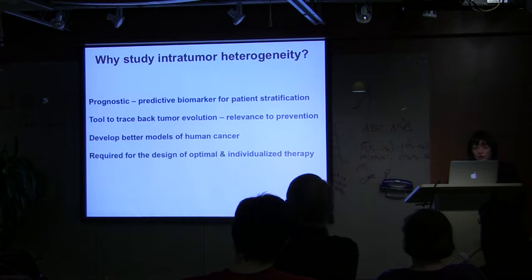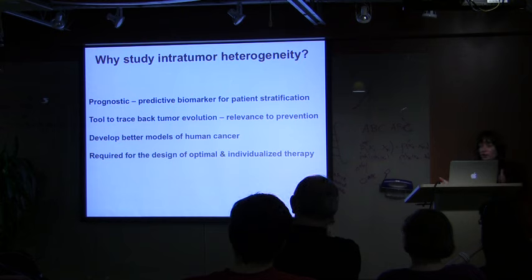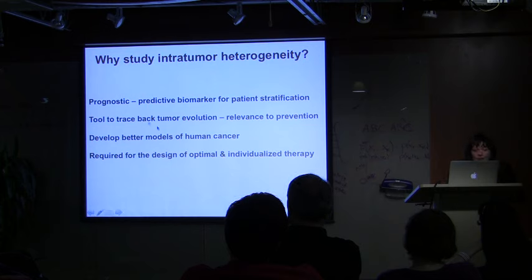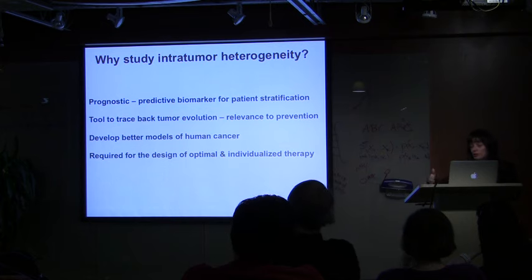So why is it important to study heterogeneity within tumors? From a clinical perspective, it can be a very important biomarker that predicts the probability of the patient to respond to treatment or to progress to metastatic disease. Just like in evolution, if you have higher diversity, the likelihood that a cancer cell is not responding to treatment is much higher than if you have a homogeneous population. It's also a good tool to trace back tumor evolution because in patients, we always have a tumor when they are diagnosed, so we can't really follow them over time, at least not in the early stages.